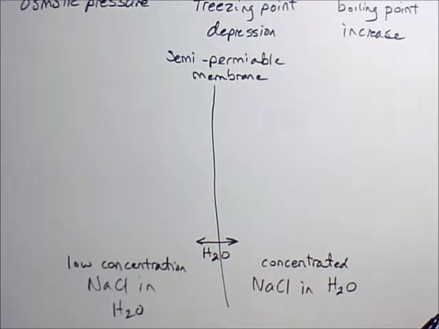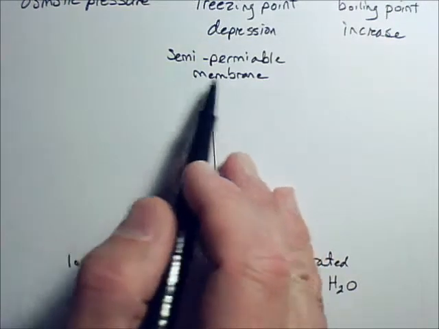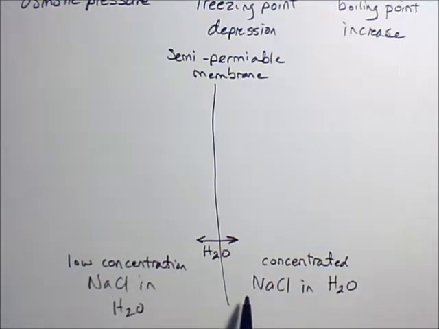So what's the definition of osmotic pressure? Osmotic pressure is the pressure of the particles exerted against the membrane, the pressure of the particles exerted against the semi-permeable membrane, as they cross from one side to the other.